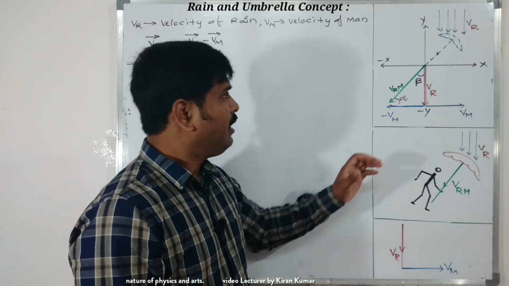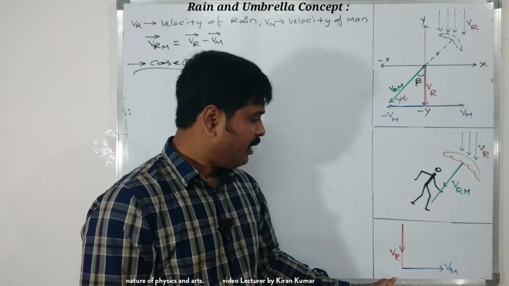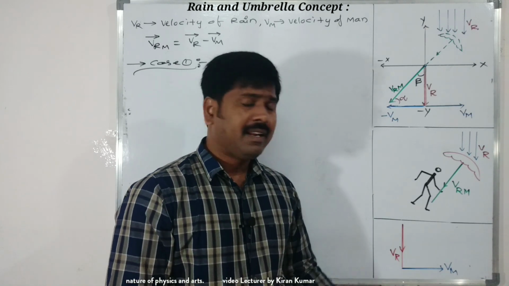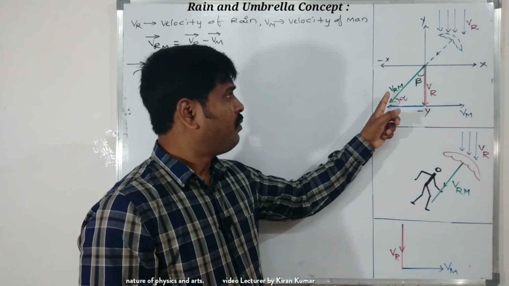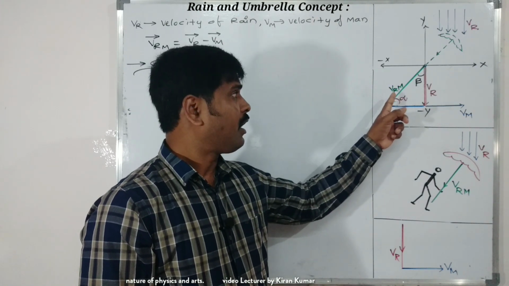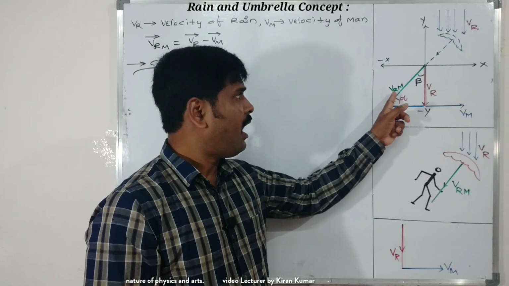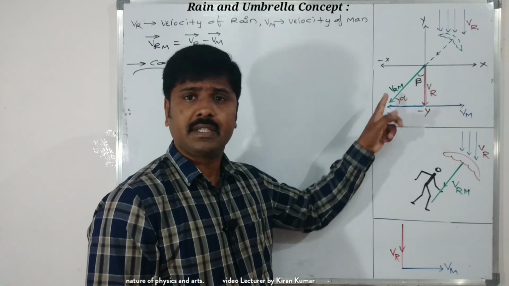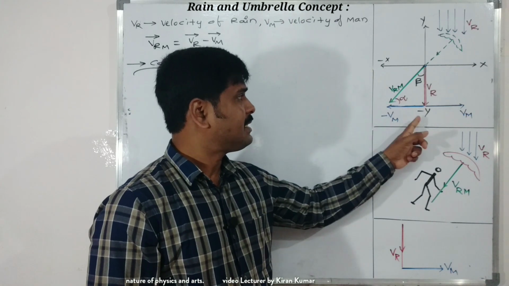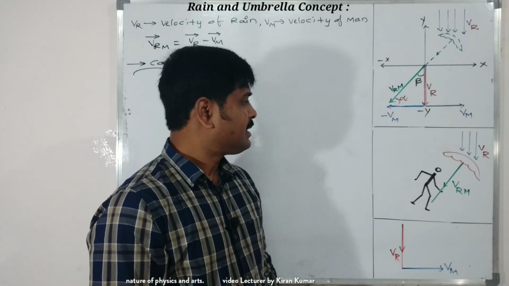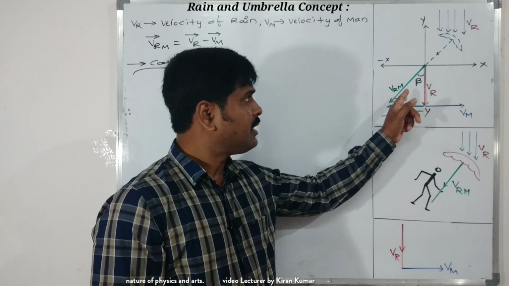So try to understand step by step. Vr is acting vertically and Vm is acting along the horizontal direction. We have to find the velocity of the rain relative to the observer, that is Vrm. This green line represents Vrm, which lies between the negative x-axis and negative y-axis. We can take the diagram clearly based on this.